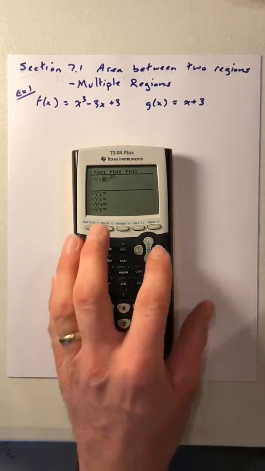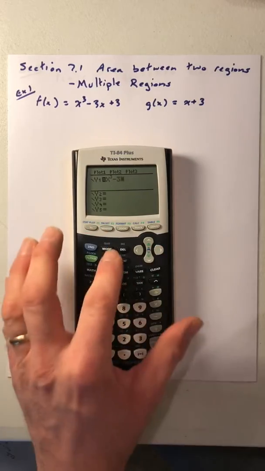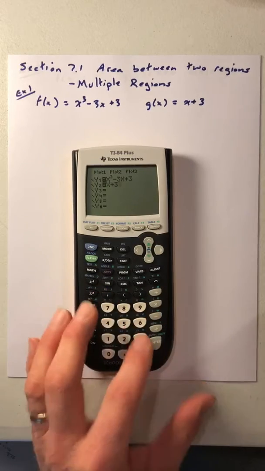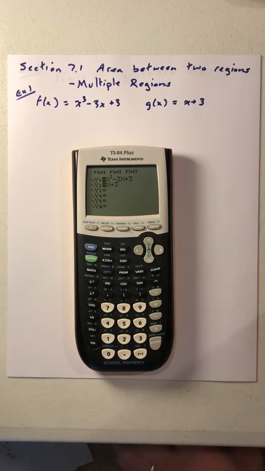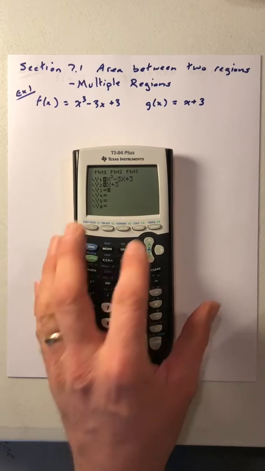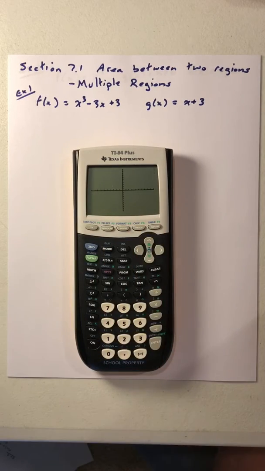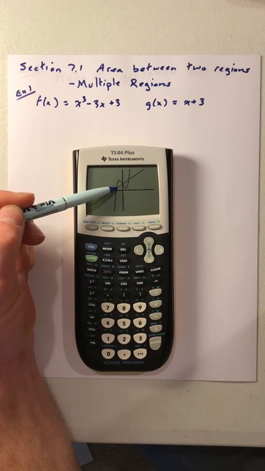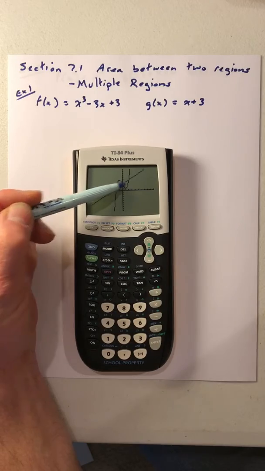So we have x to the third minus our 3x plus 3. y2 is going to be our x plus 3. Again, this is probably going to be a graphing calculator question so that we can see what we're doing with it. But if I graph this, here comes my x to the third, and here comes my linear function x plus 3. Notice we have two areas that are created, and our top curve switches between these two regions.